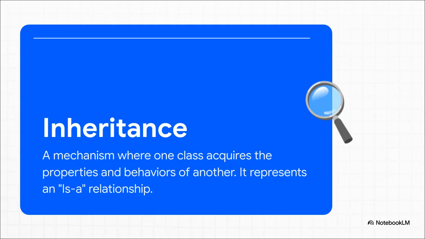At its core, inheritance is all about creating what we call an is-a relationship. A dog is an animal, a car is a vehicle. You get the idea. The new class, the subclass, just automatically gets all the features of its parent, the superclass. And that means you only have to write that common code one single time.